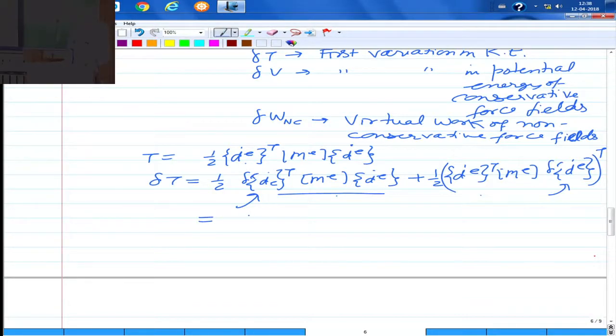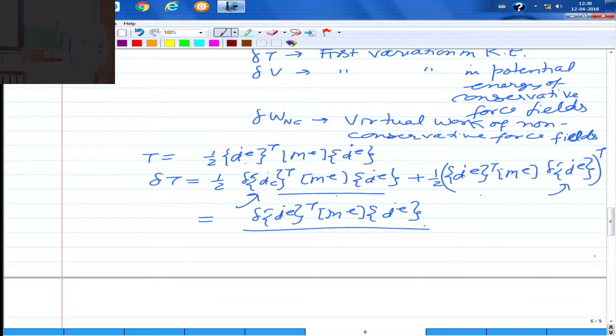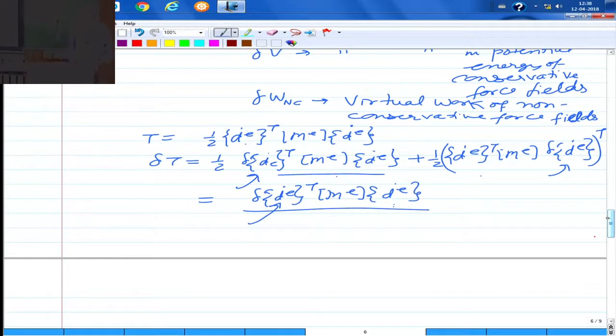Then you can write this as, because then the half will go when you add them, delta of dE dot transpose into ME into dE dot. So this is your delta T. The first variation in kinetic energy is given by this. What we have on the left side is delta dE dot transpose, which is the variation in elemental velocity, and this is the velocity vector itself, and this is the mass matrix. So this is the variation in T, that is, kinetic energy.